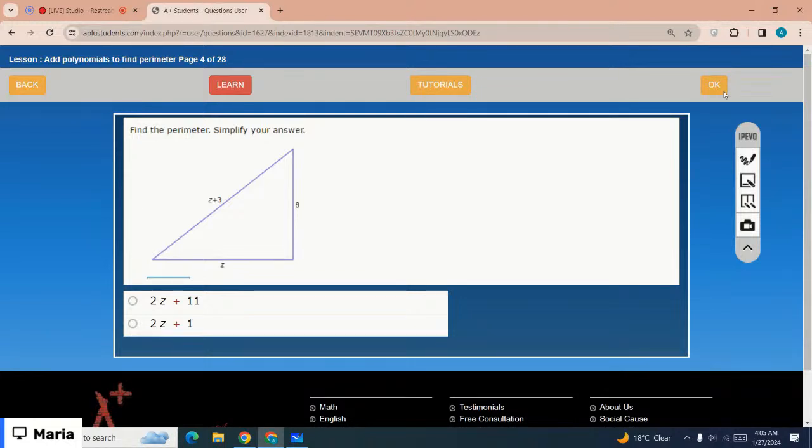The next question is find the parameter, simplify your answer. You are given a triangle. You have to calculate the parameter of the triangle. So how do you calculate? Which option is the correct one? Yes, that is the first one, 2z plus 11. Option number 1 is the correct option.